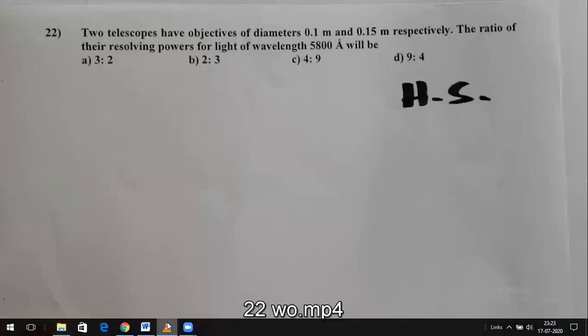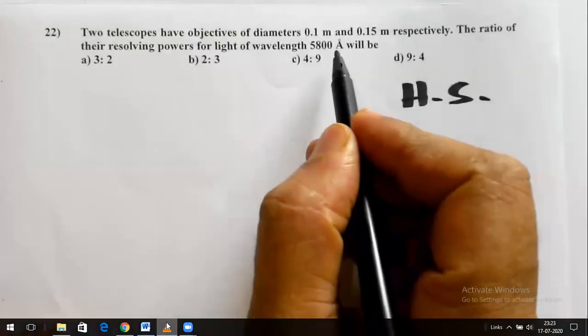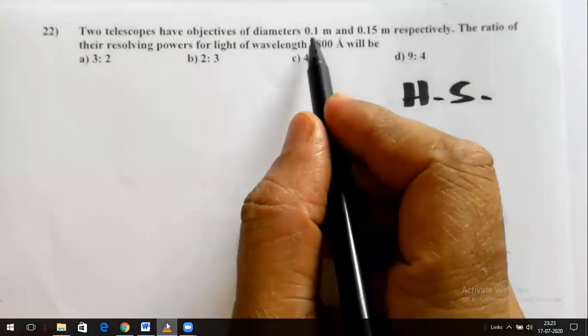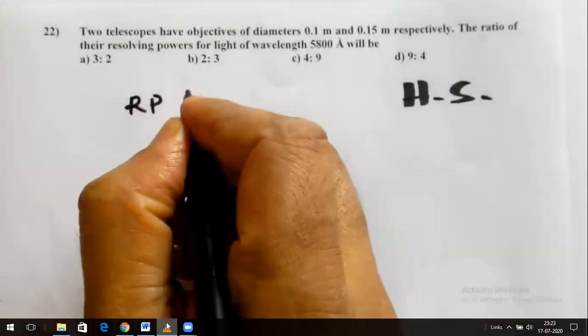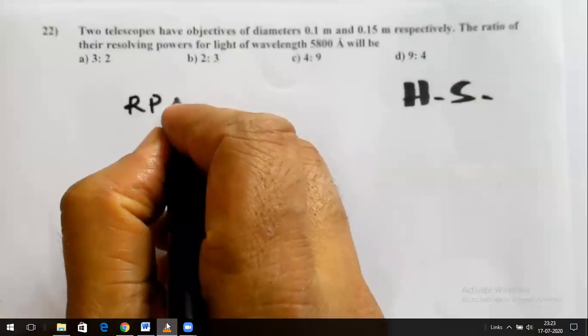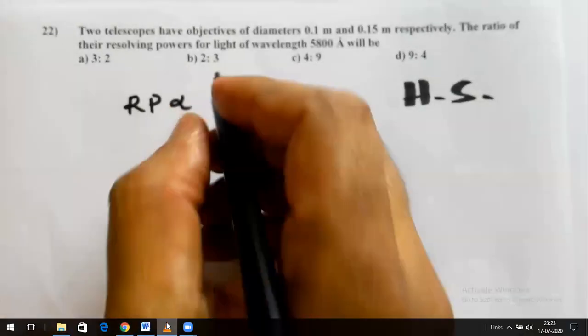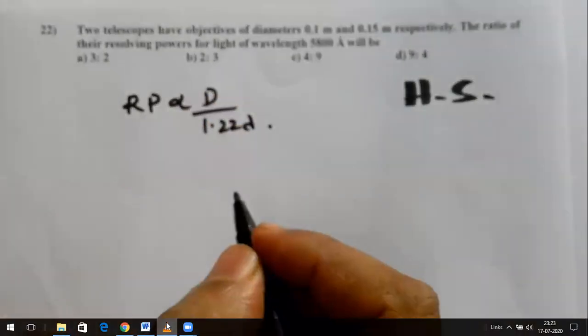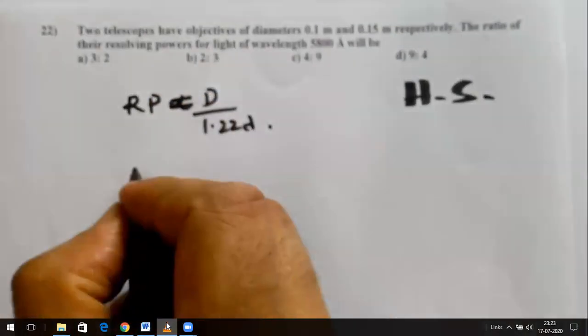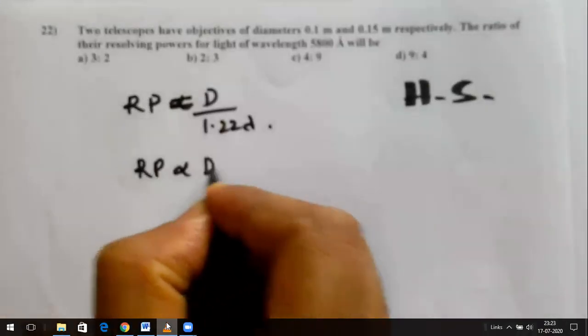Two telescopes have objectives of diameters 0.1 meter and 0.15 meter respectively. The ratio of their resolving powers for a light of wavelength 5800 angstroms. Wavelength is a constant, so the only varying factor is the diameter of the objectives. Resolving power of a telescope is equal to d by 1.22 lambda. So resolving power is directly proportional to the diameter.